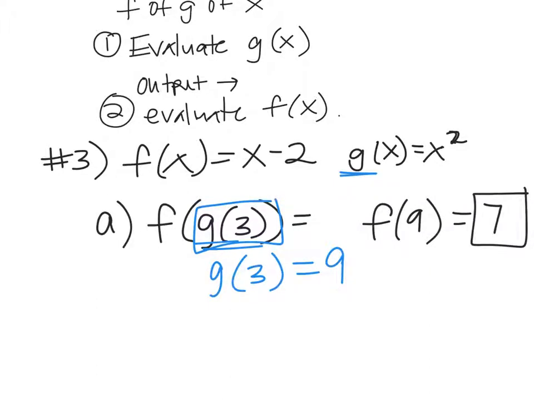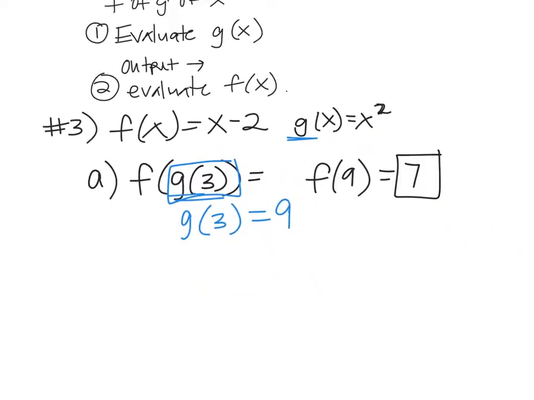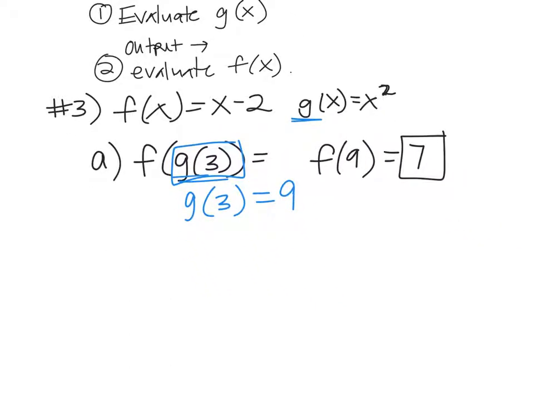You do not get two answers on these. It's not 9 and 7. It's a way of getting there. Have you done these before? So for g of 3, 3 goes in, and then you square it, and you get 9. Then that answer you get, g of 3, equals 9. So now you have to do f of 9, which is 7.